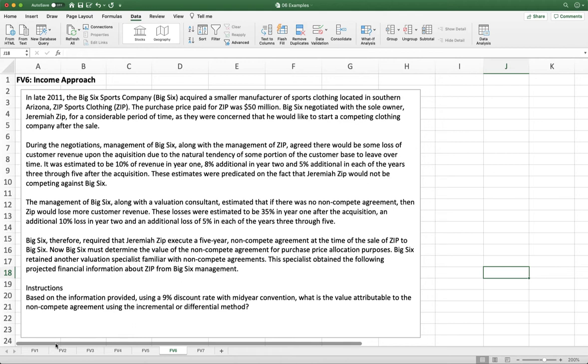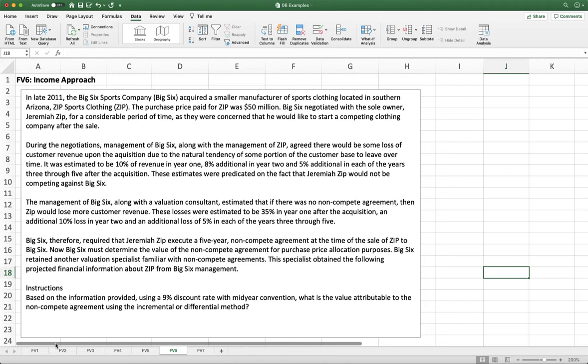The management of Big Six, along with the valuation consultant, estimated that if there was no non-compete agreement, then Zip would lose more customer revenue. These losses were estimated to be 35% in year 1 after the acquisition, an additional 10% in loss year 2, and an additional loss of 5% in each of the years 3 through 5. Big Six, therefore, required Jeremiah Zip to execute a 5-year non-compete agreement at the time of the sale of Zip to Big Six. Now Big Six must determine the value of the non-compete agreement for purchase price allocation purposes.